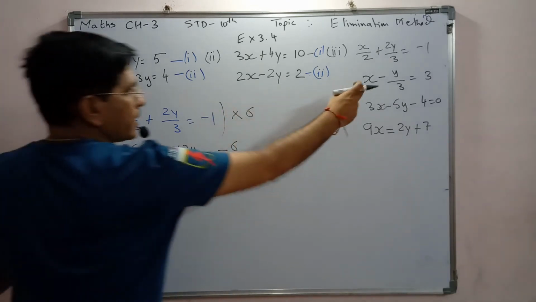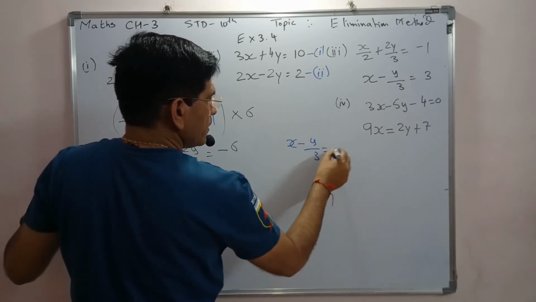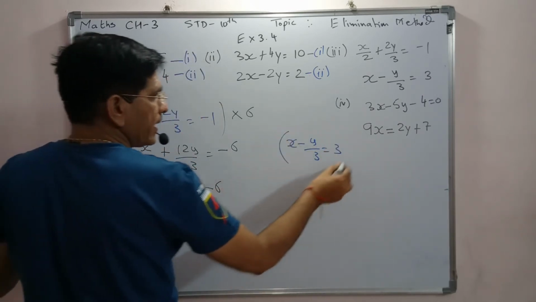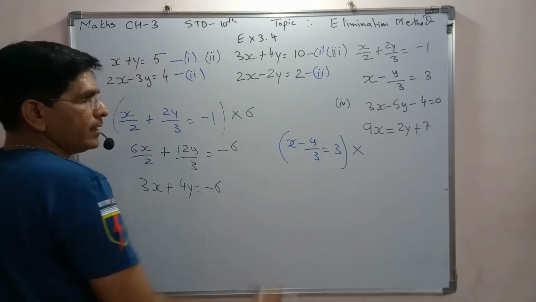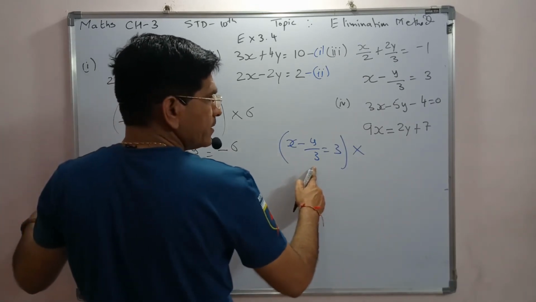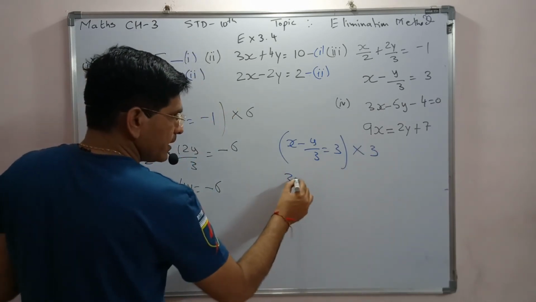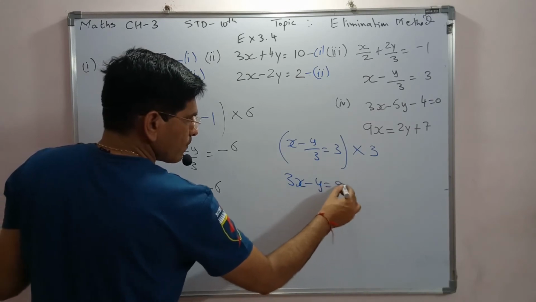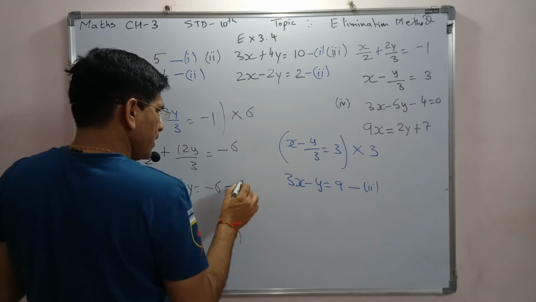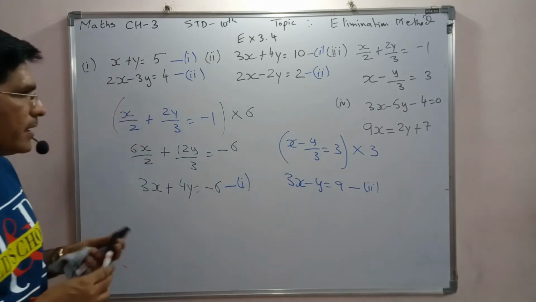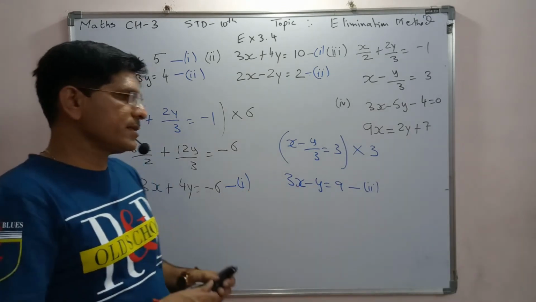Now the second equation is x minus y by 3 is equal to 3. What do I have to do? I have to again multiply by 3, because the denominator is 3, to remove it. If I multiply by 3, then 3x minus y is equal to 9. That is our simplified equation. So equation 1 is 3x plus 4y is equal to minus 6, and equation 2 is 3x minus y is equal to 9.